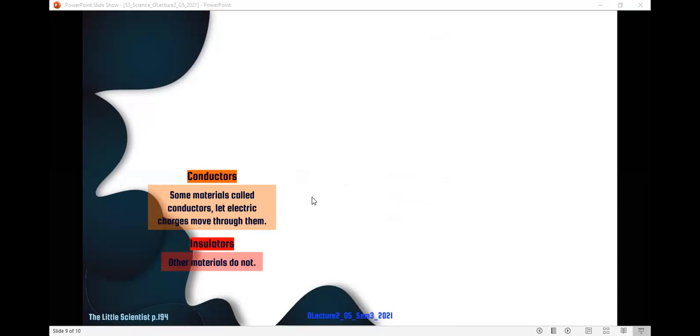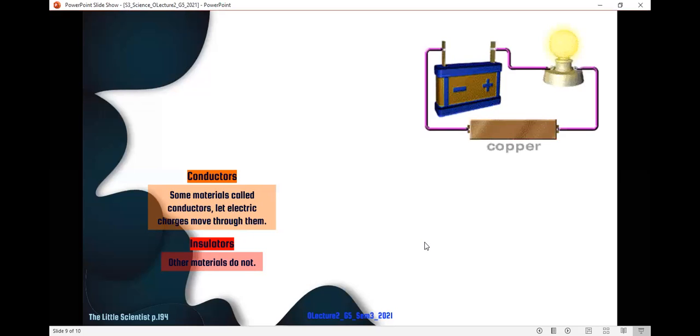The materials يلي let electrons pass through them easily اسمهم conductors. إذا they do not let electrons pass through them easily نسميهم insulators. Conductors and insulators. Okay? I want you to look at the circuit on the corner right here وتطلعوا بالlight bulb.